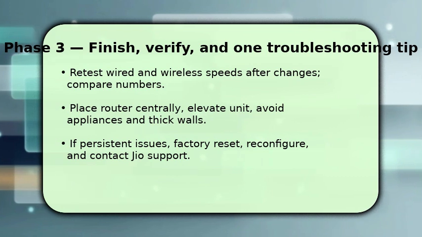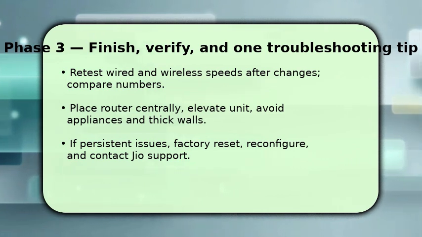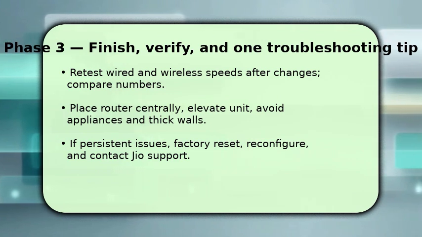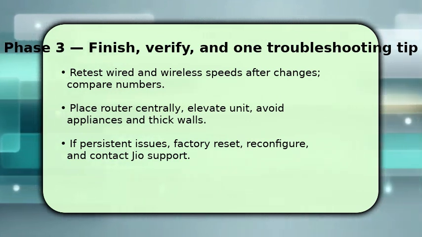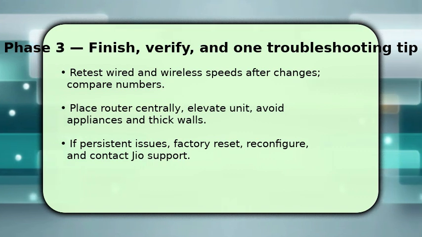Make sure to relocate the router to a central, elevated spot away from microwave and cordless phone interference and minimize wall obstructions. If speeds remain poor, perform a factory reset and reconfigure with the optimized settings you noted earlier. If that still fails, contact Geo support with your speed test logs and device model. One troubleshooting tip: after a reset, test wired first. If wired is fine, the problem is wireless.